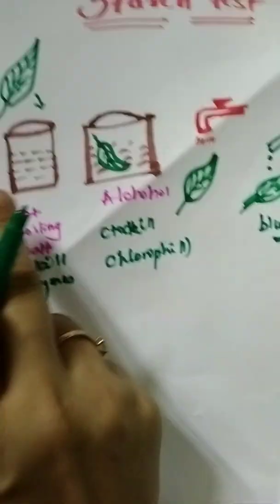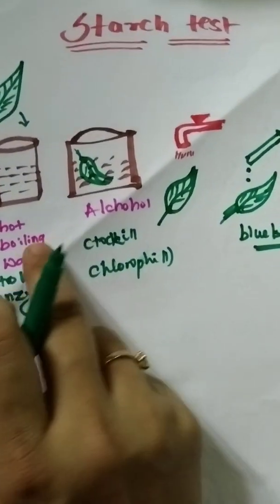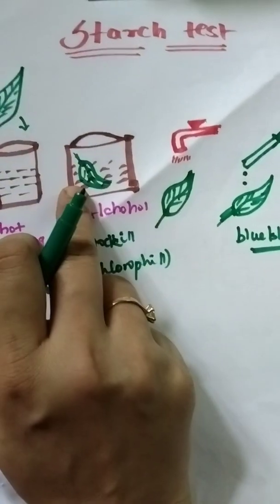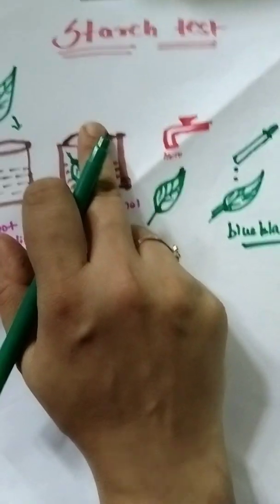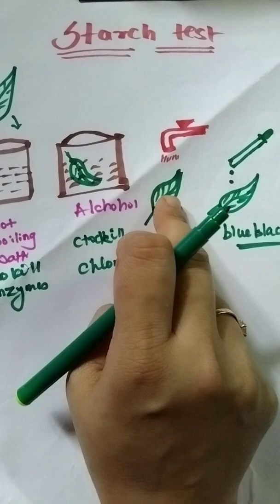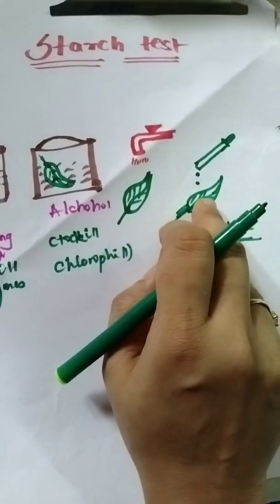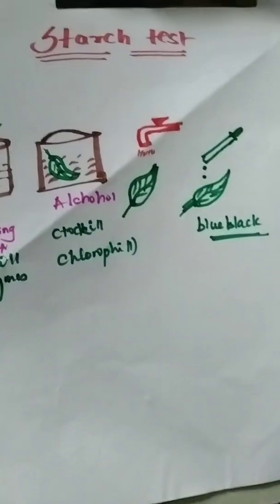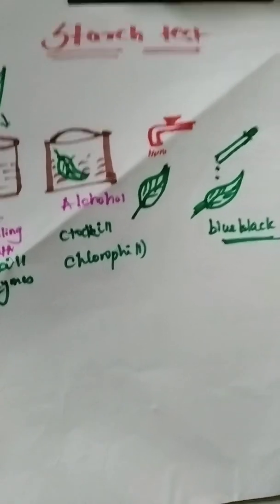To recap, you take the leaf, put it in hot boiling water for around 30 seconds to kill the enzymes. Then you remove the leaf and put it in alcohol to kill the chlorophyll. Now the leaf will turn brittle. Make it soft by washing it in water, which also removes the excess alcohol. Then put iodine drops on the leaf. You will find that the leaf turns blue black in color. This indicates that the leaf contains starch.